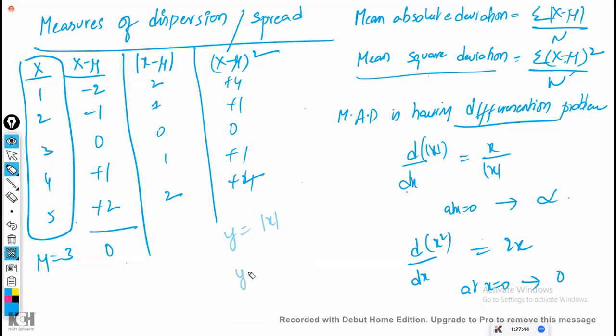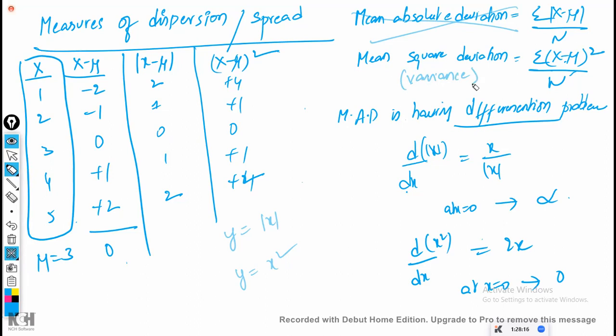If the equation consists of squares only, you'll get a finite value. If it has a modulus in the equation, you'll get an infinite value. That is the reason we will not go with the mean absolute deviation. This is why we select the mean square deviation, and this mean square deviation is also called variance. They created one more name for this, called variance.